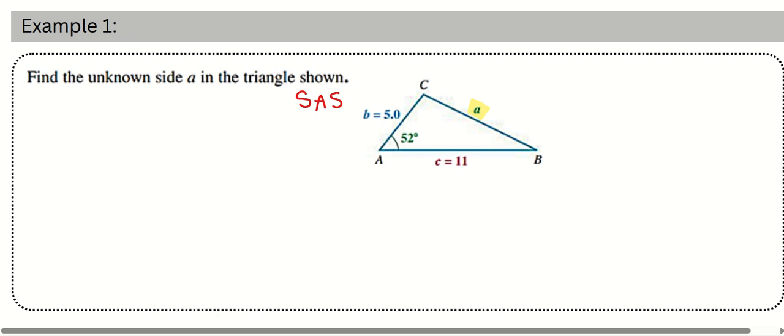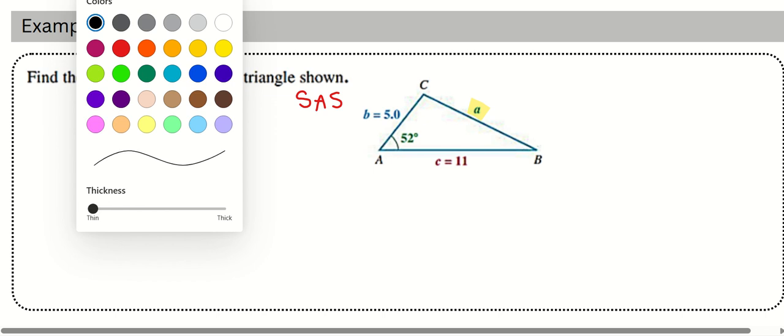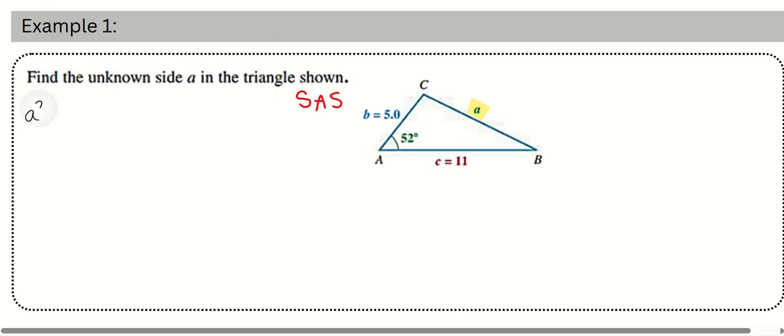The first thing that we want to do is find one of the sides. We want to find the side that is corresponding to angle A. So I'm going to use our law of cosines, where we have A squared is equal to B squared plus C squared minus 2BC cosine of A.